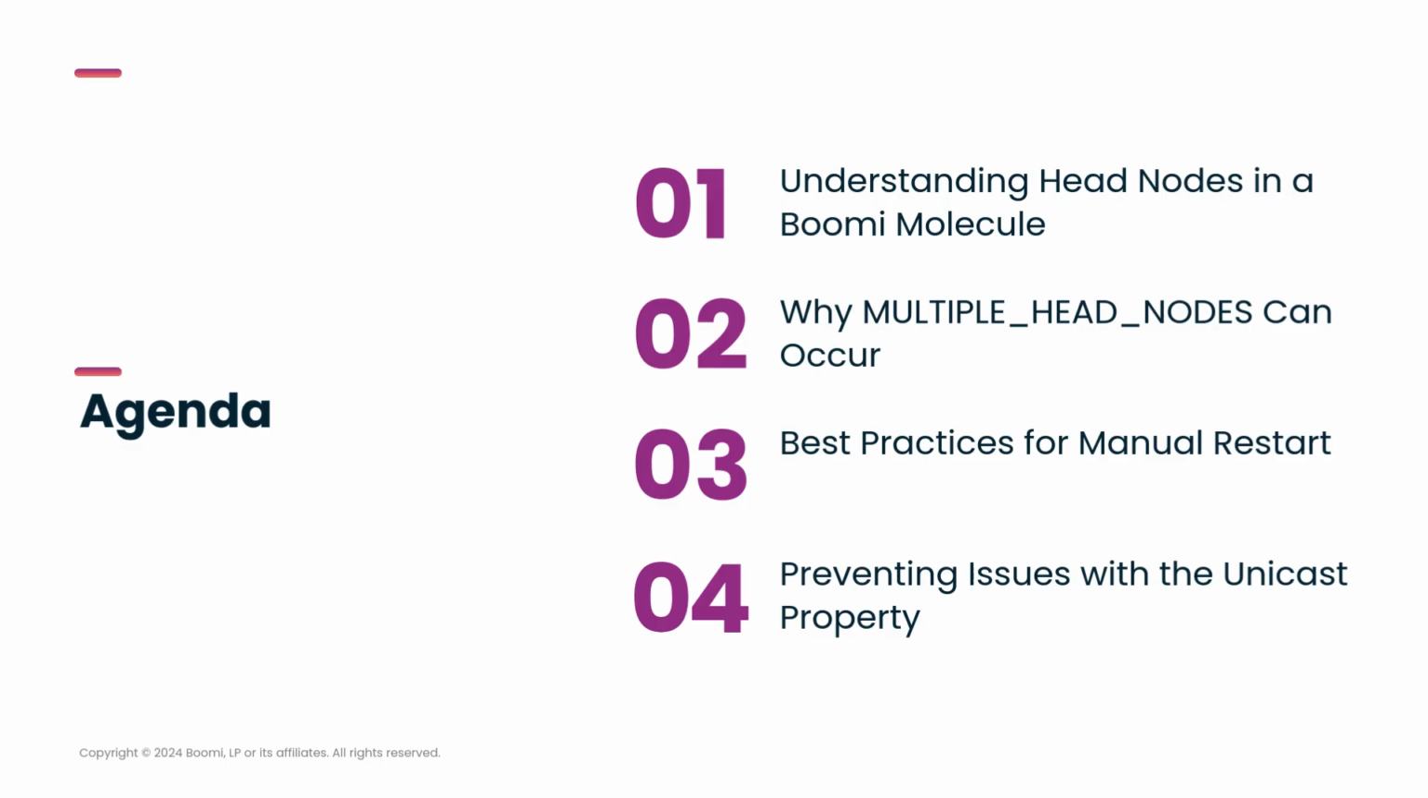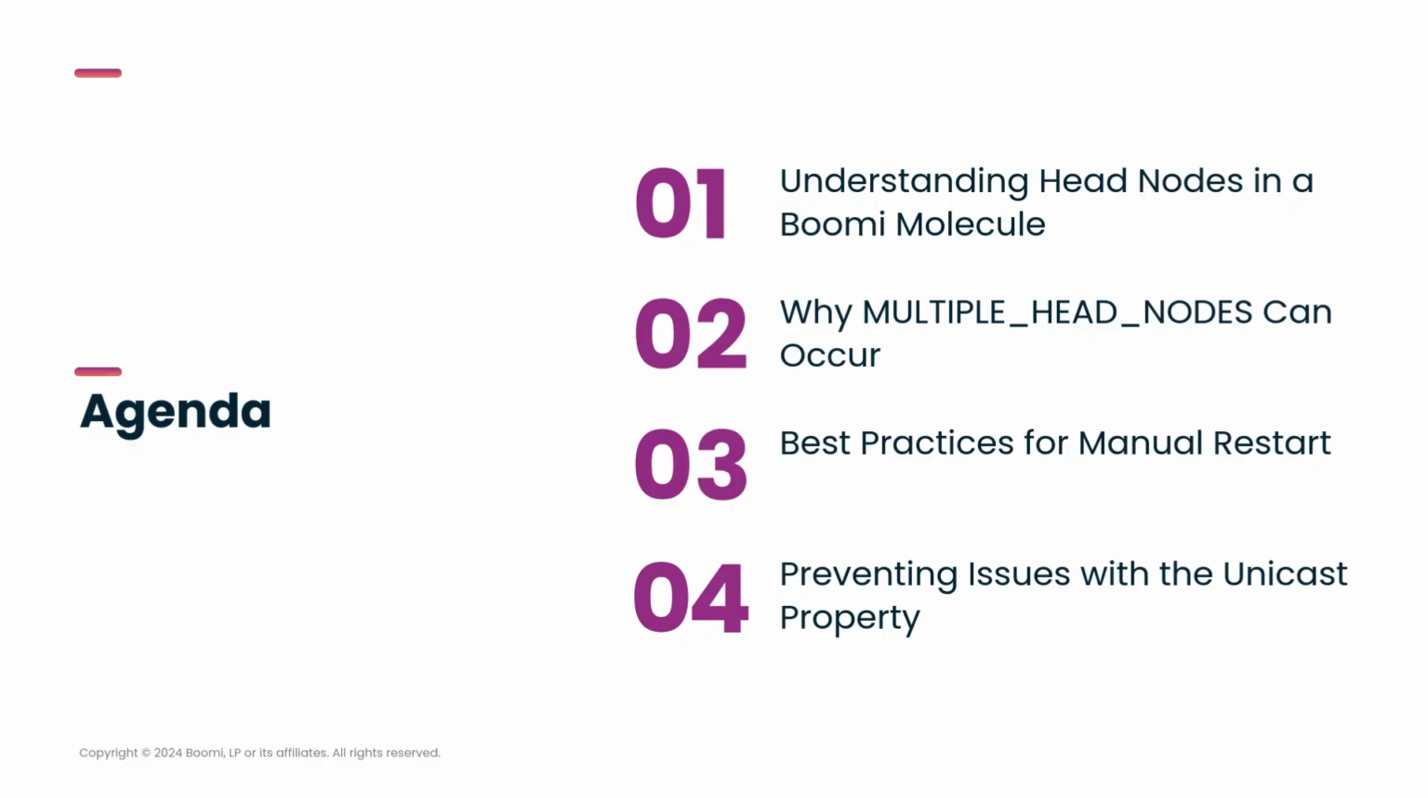First, we'll explain the role of a head node in a Boomi molecule. Then we'll dive into why the multiple head nodes warning occurs. Next, we'll walk through the best practices for restarting a molecule manually to prevent these issues. We'll also discuss how to properly shut down a molecule to maintain stability. And finally, we'll look at rolling restarts and the Unicast property, two key techniques that make molecule restarts more reliable.